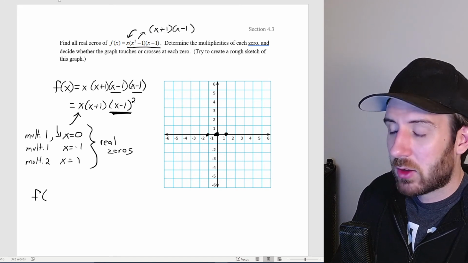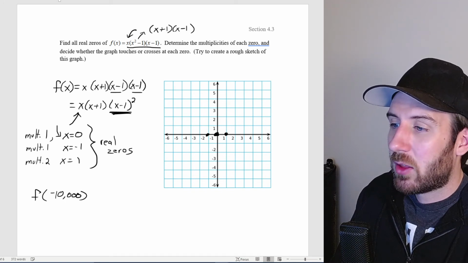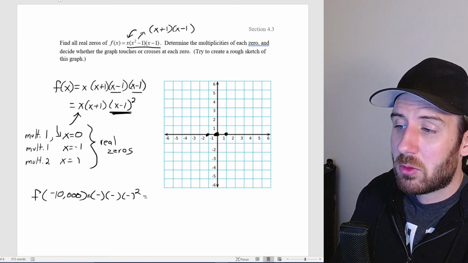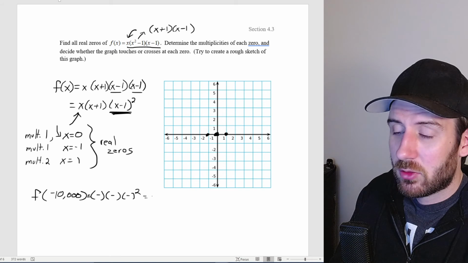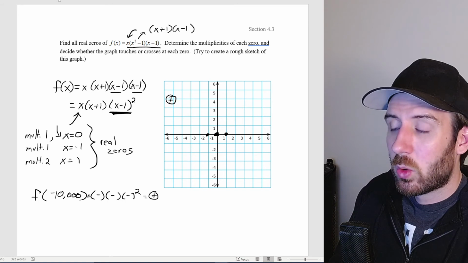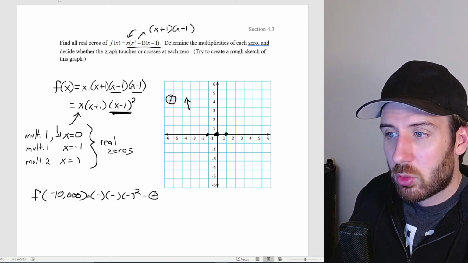Let's do f of, I don't know, a big number, negative 10,000. What's going to happen on that one? Well, we're going to have some kind of negative number for the first one. We're going to have negative times negative squared. So it's going to be negative times positive. So it's going to be a positive, I believe. So over here, we're going to be going somewhere up to the positive, and I think we should be able to sketch our graph, shouldn't we? I'm going up towards the positive.